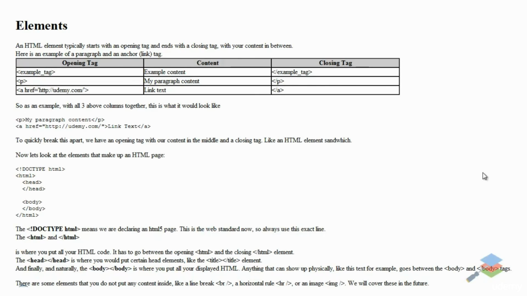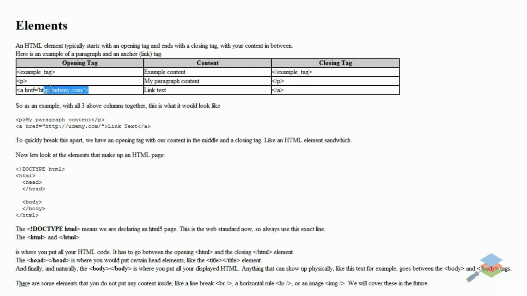In HTML, we use something called an element to display our content. An HTML element typically starts with an opening tag and ends with a closing tag with your content in between. Now here's a couple of examples of what I mean. You have an opening tag, and this is not a real one, with your example content, and a closing tag. Now what a closing tag has is it's basically the exact same as your opening tag, but after your first hard bracket there, you've got a slash. So as an example again, we've got an opening paragraph tag, a paragraph content, and then closing tag.